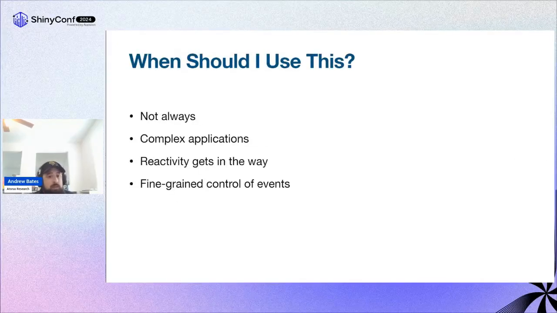All right, so when should you use this? Well, you don't always need to use this. If your app is fairly simple and passing around a few reactive objects, it's all working good for you, there's no need to change it. But as your app grows in complexity, you might want to reconsider how you're managing state. Maybe you spend more time debugging reactivity than actually developing your app. So in that case, you want to consider moving away from the conventional Shiny paradigm. Or maybe you want more precise control over what triggers events and what responds to them.